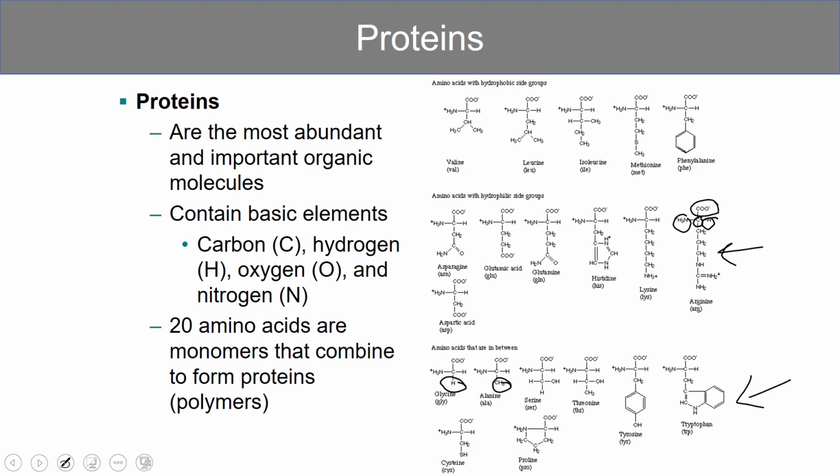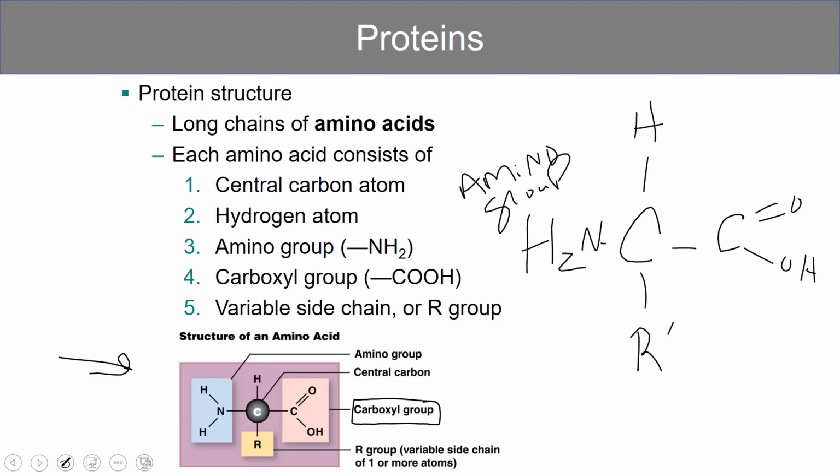I'm not asking you to memorize them. Just know that there are 20 different amino acids naturally occurring in nature, and the basic structure, the fact that all amino acids have a centralized carbon bonded to a carboxylic acid group, an amino group, and this variable side chain that is often labeled R.